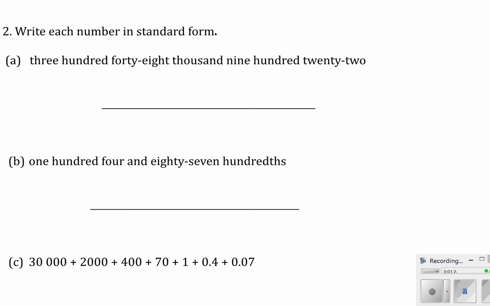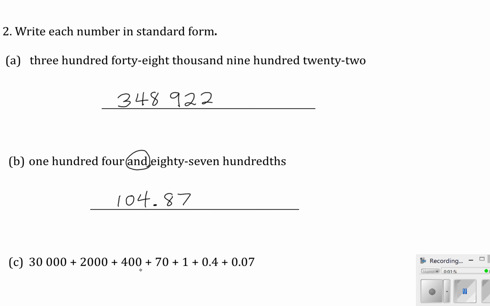Along the same line, we need to know our place value to be able to write numbers in standard form. So 348,922, you basically just write what you see. So we have a 3 in the hundred thousands place, and then we have 48, so 348,922, and that's all you have. Now, with this one, be careful. The "and" means your decimal point. So we have 104 and 87 hundredths.